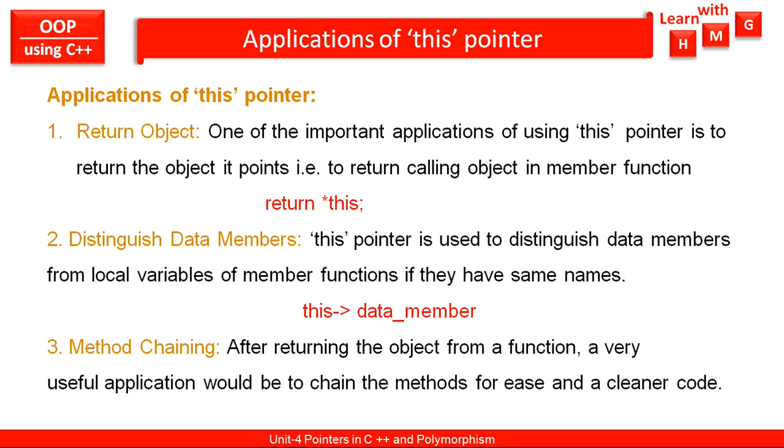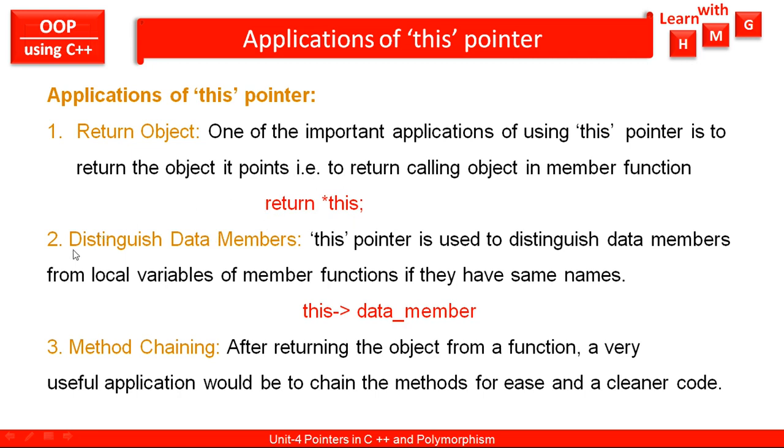In a member function you can return the object which calls that member function, that is, the calling object of that particular member function, and this is possible with the help of this pointer. So this pointer is used to return the calling object. The syntax is given here in red color: return star this. That will be your return statement in the member function which is returning the calling object.